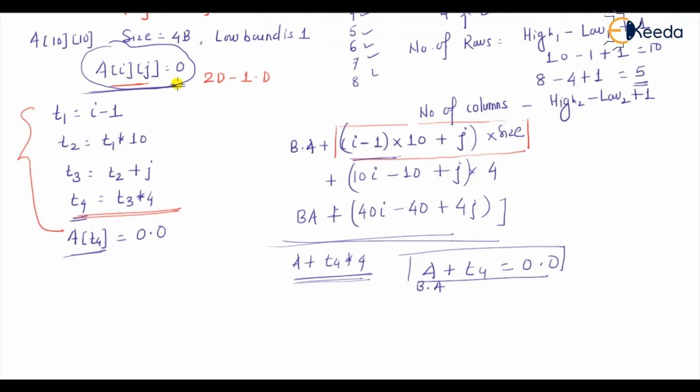Similarly, if there is a statement A[i][j][k], and you give me the size of each element and the lower bound, and all this information, I can still flatten this 3D array. I can convert it into a 1D array form and access this element over here. Okay, so that's all for this session. Thank you.